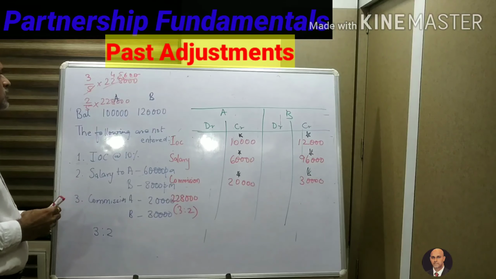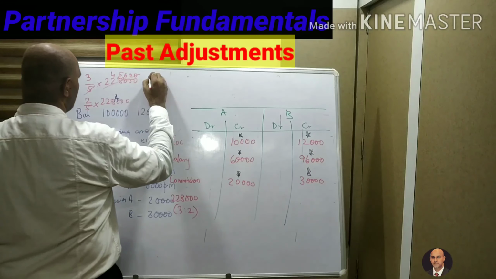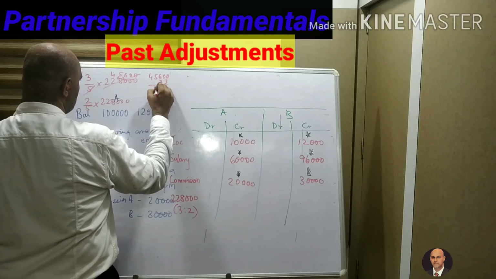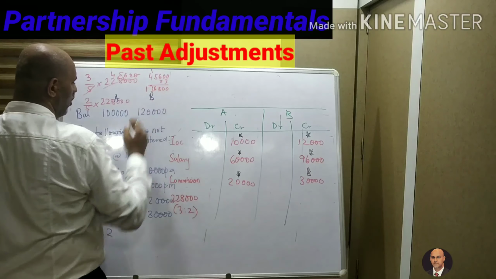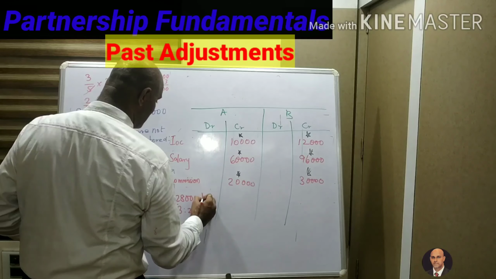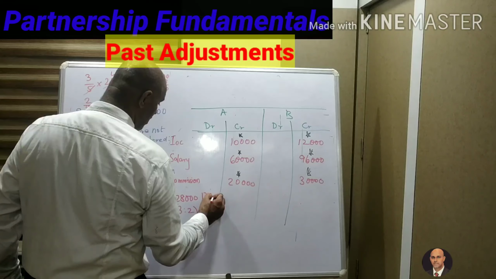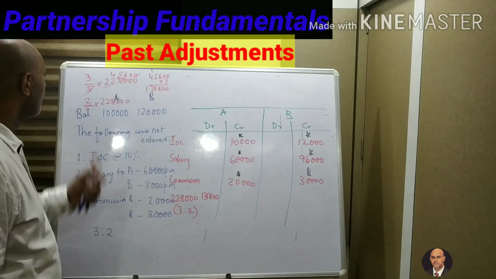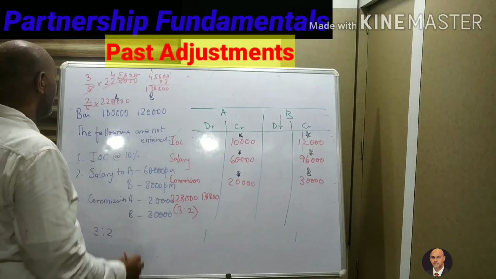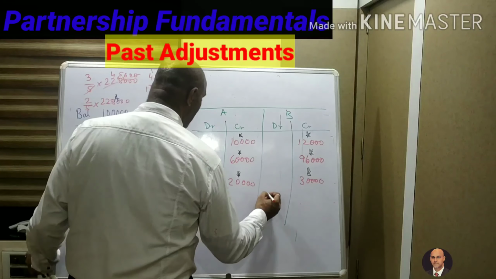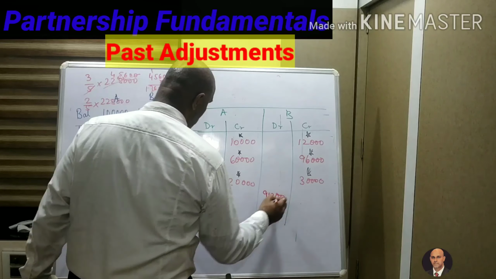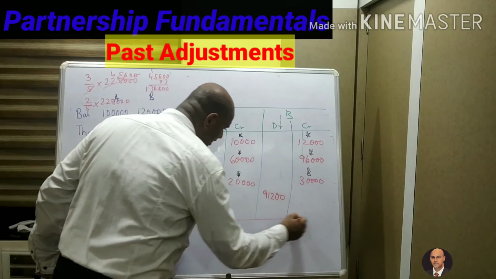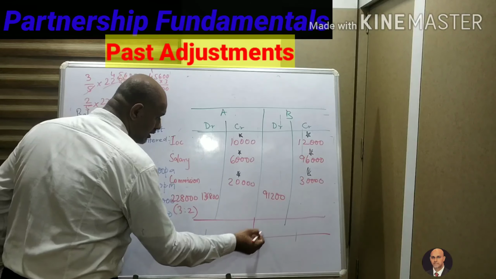So it is 45,600 multiplied by 3, which is 1 lakh 36,800 to A, and for B it would be 45,600 multiplied by 2, which will give me 91,200. Now let us see which side is more, the debit or the credit, in each case of the partners.